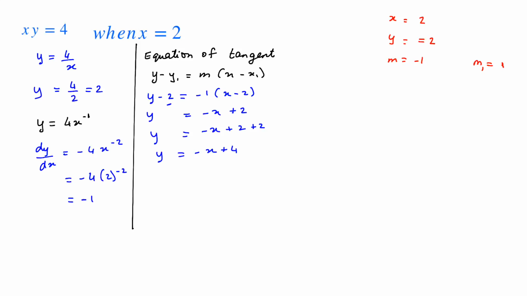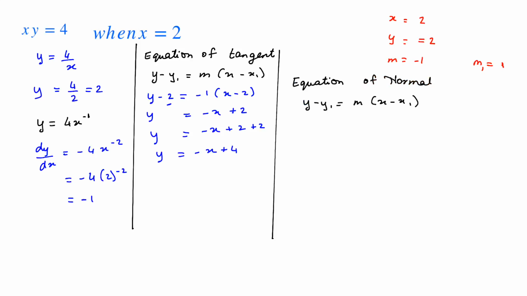Now we will find the equation of normal using the same formula. Replace your y1, m and x1. M is 1 and x is 2. You will have 1 times x and 1 multiplied by negative 2, negative 2. When we move this negative 2 to the other side, it's going to be positive 2. So negative 2 plus 2 is 0. We are left with y equals x. That is the equation of normal.